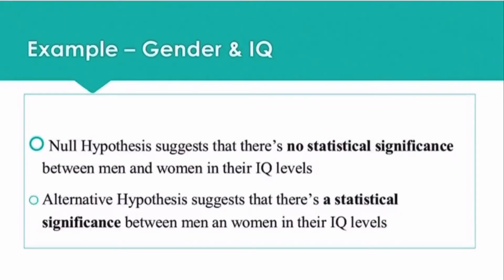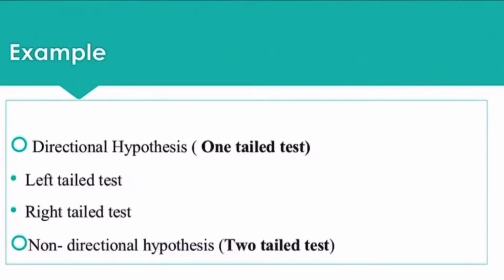We'll see an example. For example, if we are going to study gender and IQ levels, null hypothesis would state that there is no significant difference between men and women in their IQ levels. But alternative hypothesis will suggest that there is a significant difference between men and women in their IQ levels.